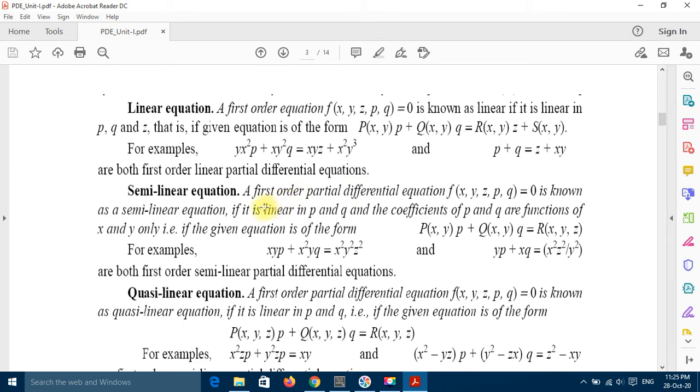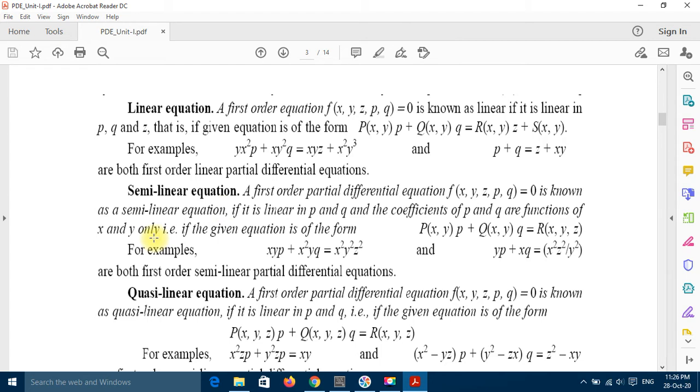Now we come on to the second type of equation, known as semi-linear equation, and we define this: a first order partial differential equation which can be written as a function of x, y, z, p and q is said to be semi-linear if it is linear in p and q and the coefficients of p and q are functions of x and y only.